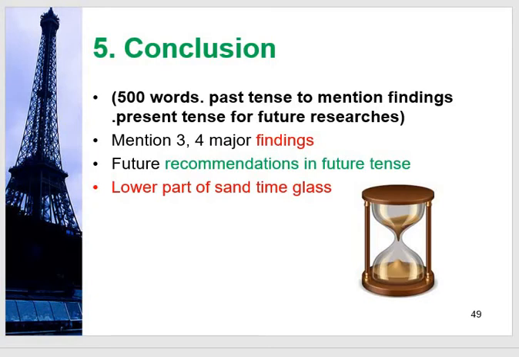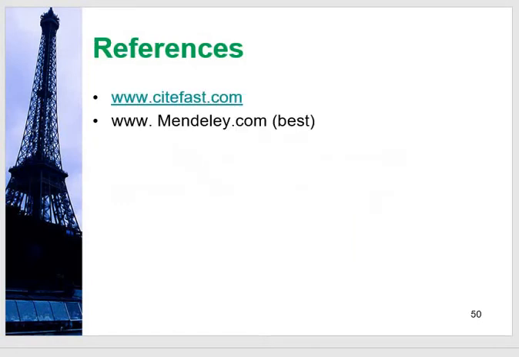Here you are at the lower part of the sand glass. Now you are generalizing your findings and applying those findings on metadata on a bigger level. This study is applicable to many things. You will generate references with the site Fast, or you can use Mendeley. I prefer Mendeley, but beginner level learners should go to site Fast.